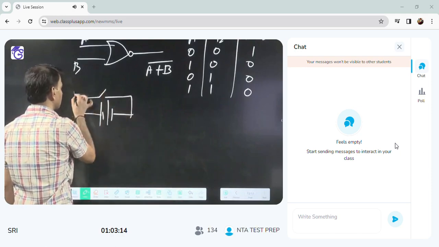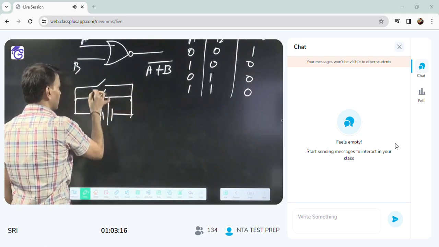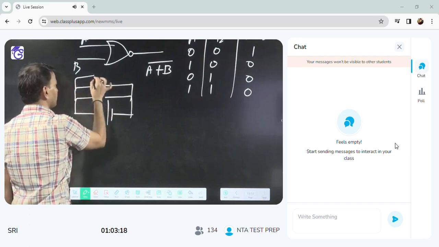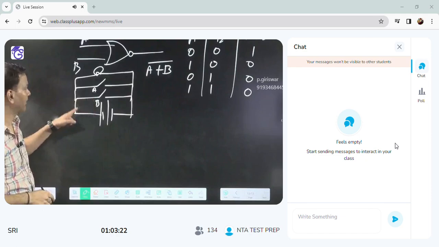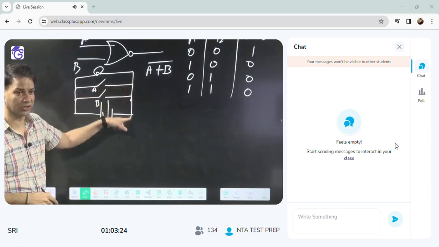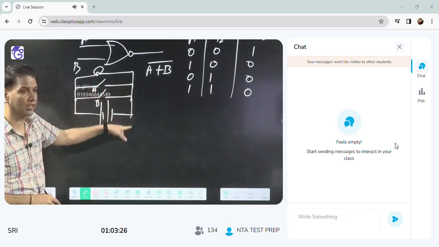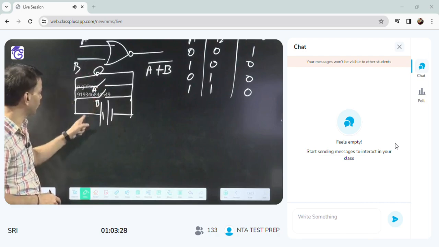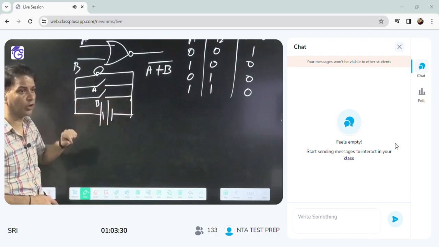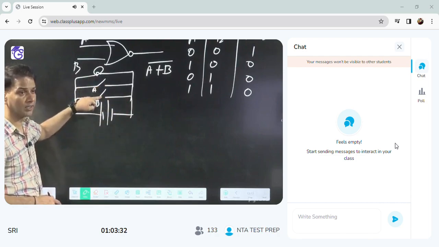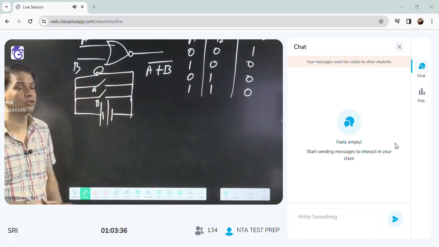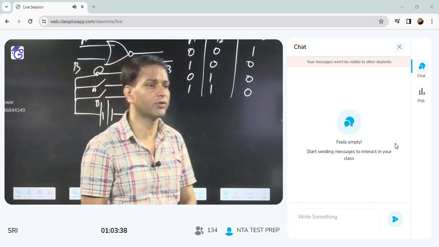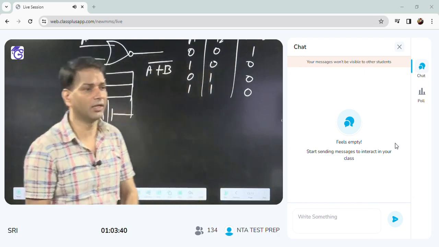If any switch is closed, then what will happen? The current will go through the switch. Like A closed, current will go through A, and the bulb will not get current. B closed, current will go through B, and the bulb will not get current. When both are open, then only current will go through the resistance, that is the bulb. So only when both are open will the bulb glow. That's why it is a NOR gate. Understood or not?